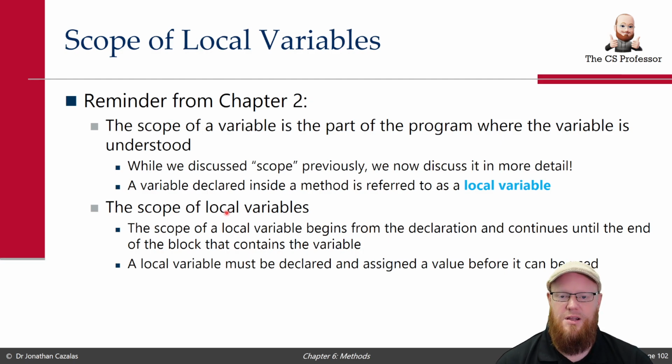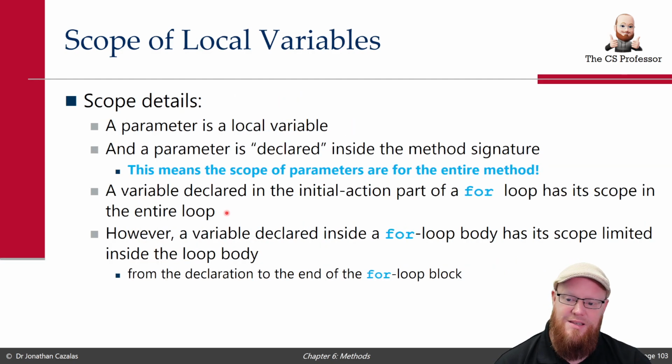Now, if it wasn't declared within a particular block in the method, then the scope would be for the entirety of the method from where it was declared. But maybe inside the method you're in an if statement or you're in a loop of sorts and you make a variable there, well, the scope would only be until the end of that block. And of course, like any variable, a local variable can only be used after it has both been declared and assigned some initial value. So parameters are local variables.